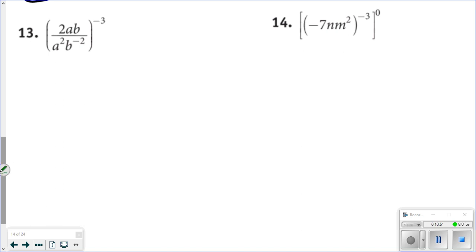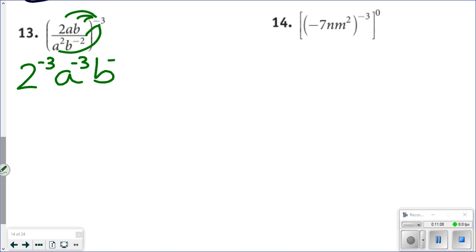We are distributing this -3 to the 2a, b, and also to the denominator. So 2 to the -3rd power, a to the -3rd power, b to the -3rd power, over 2 times -3. And then we have a negative times a negative, so this turns into a +6. Now, here's what we're going to do. Before I clean up my negatives, I'm going to subtract.